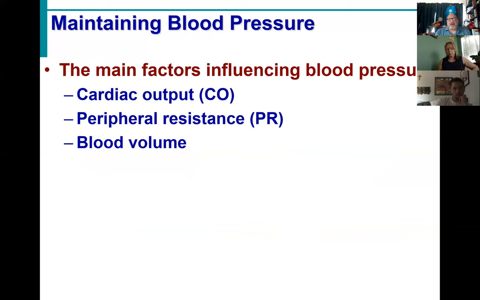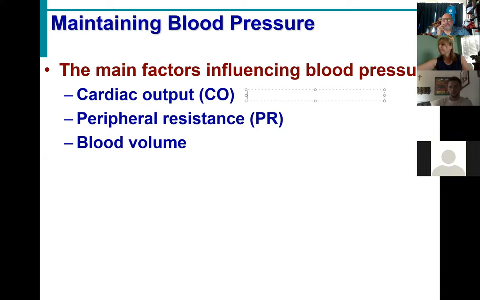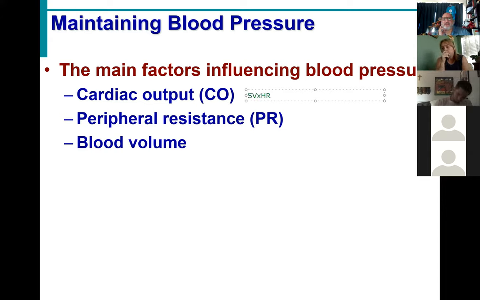necessary. Now, as we talked about in the last part, the three main factors that influence the blood pressure is cardiac output. And someone remind me again how we calculate cardiac output. Isn't it stroke volume times the heart rate? Exactly. It is stroke volume times the heart rate. Excellent. So that is how we would calculate that.